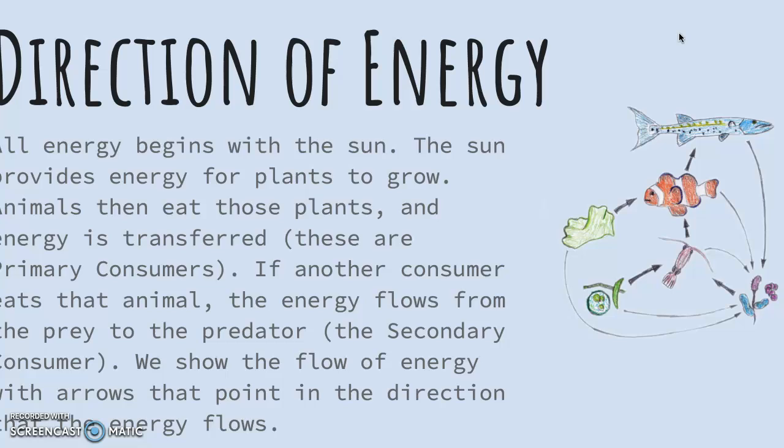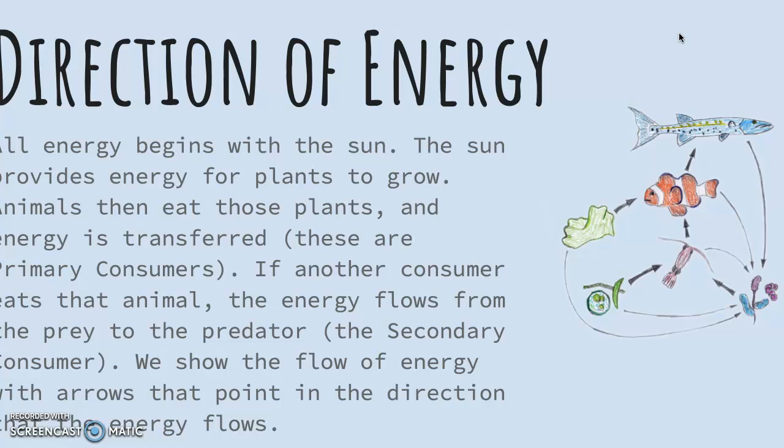All right, the direction of energy. We've seen this before, but it's really important to notice the direction that the arrows are flowing in throughout these photos. So hopefully, like you have read or seen through this video, all of the energy begins with the sun. The sun provides energy for plants to grow and make their own food. Then animals eat those plants. So the energy is transferred.